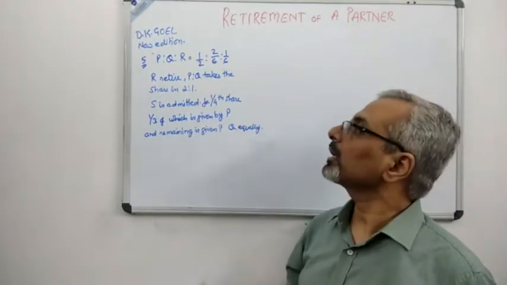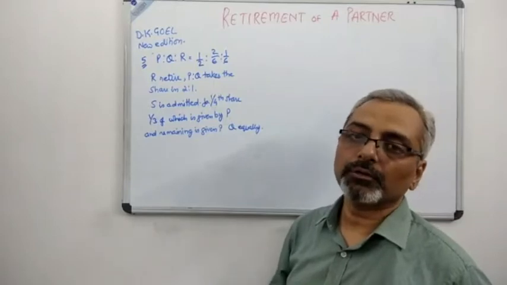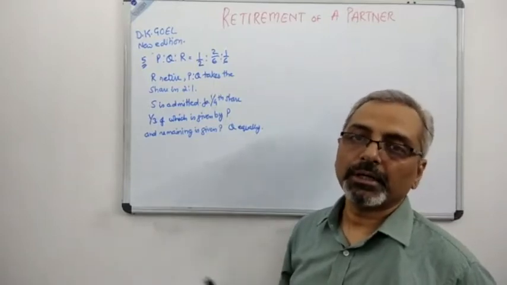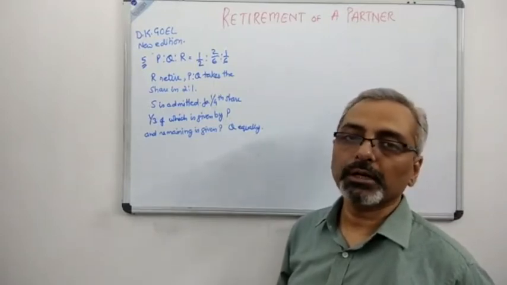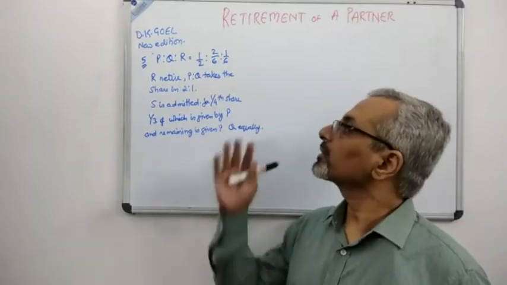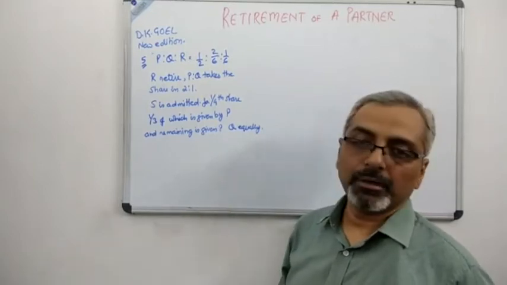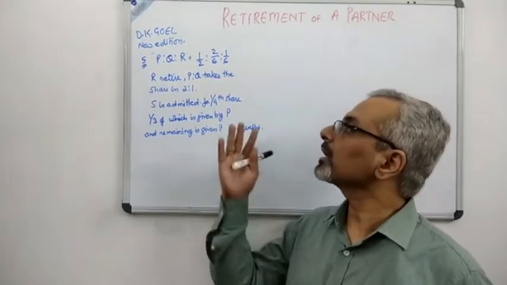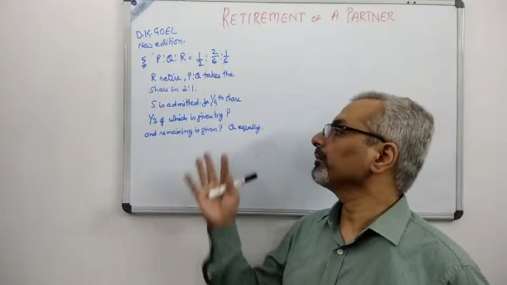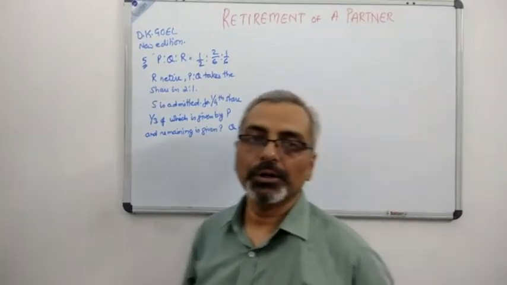So we'll now start doing the sum. First we'll take care of the retirement phase, and then we'll take care of the admission phase. You know that in retirement the share of R will be taken by P and Q, and on admission the share of P and Q will be given to S. Let us see how it is solved.